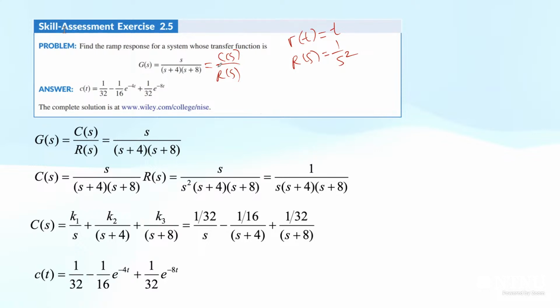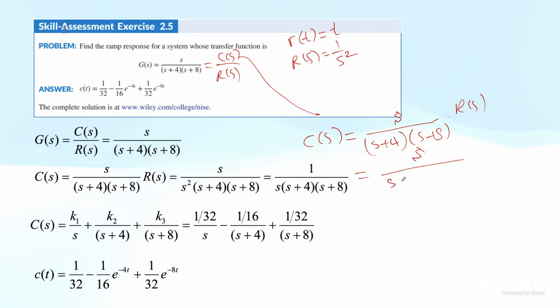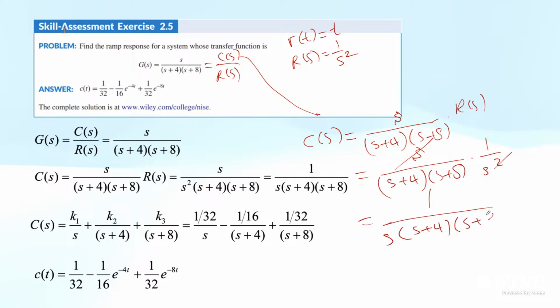We need to just find C of S, in fact. So from this equation, we need to get C of S. It will be S divided by S plus 4 multiplied by S plus 8 multiplied by R of S. R of S equals 1 divided by S squared. So it will be S divided by S plus 4 multiplied by S plus 8 multiplied by 1 divided by S squared. S will cancel S. So it will be 1 divided by S multiplied by S plus 4 multiplied by S plus 8.